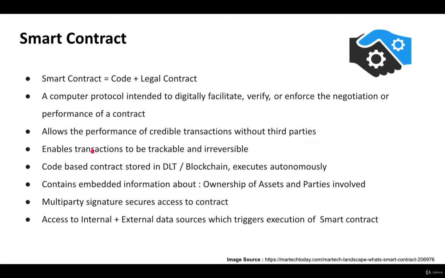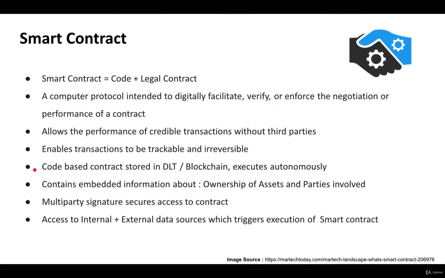A smart contract also enables transactions to be trackable and irreversible, because once a contract is executed, it is always available and stored in the blockchain. Now what happens to a paper-based contract? It's possible that the paper-based contract could be lost, misused, or even forged. And this can be avoided with the help of a blockchain.